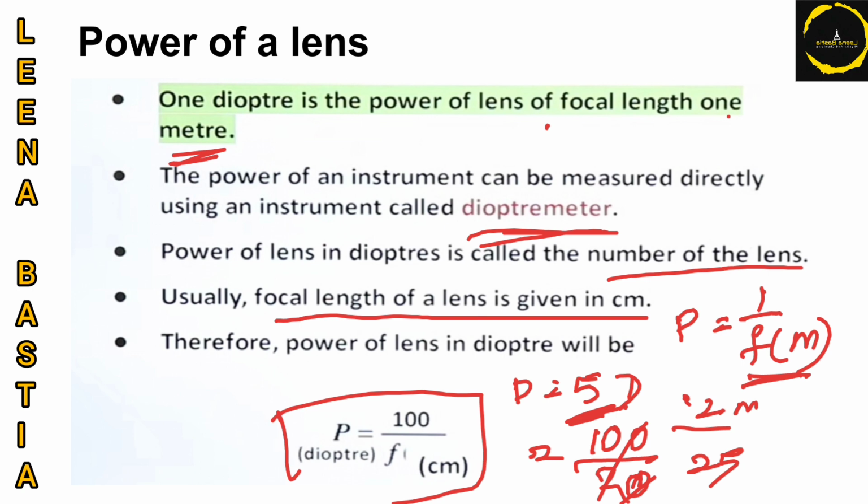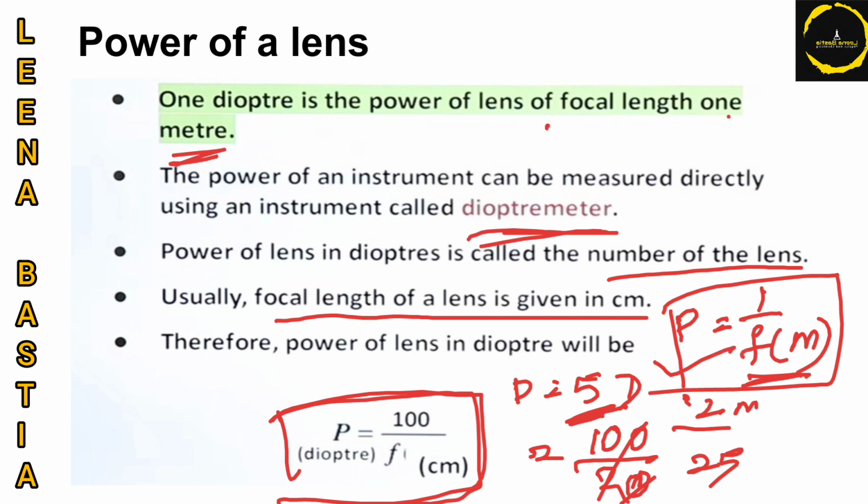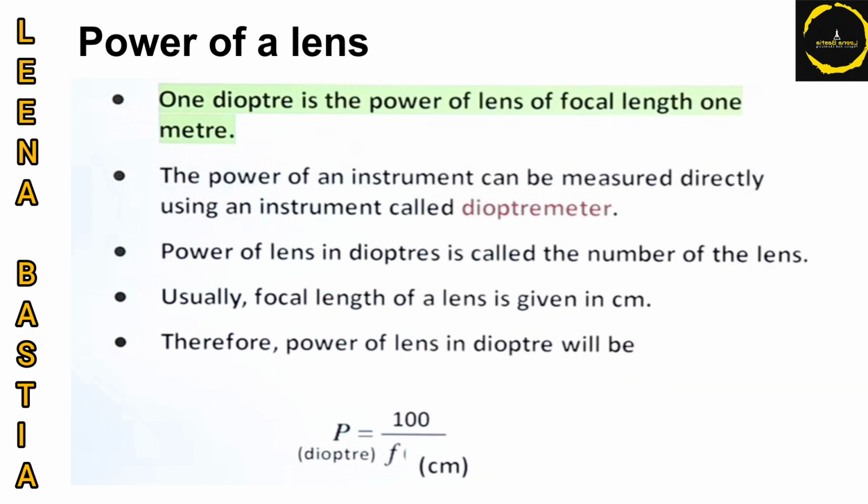So either you can write the previous formula in terms of this one, the one I told you, or this one directly, but just remember that this is the original formula. In terms of centimeter, when you are writing, the numerator has to be 100. I hope this one is clear.